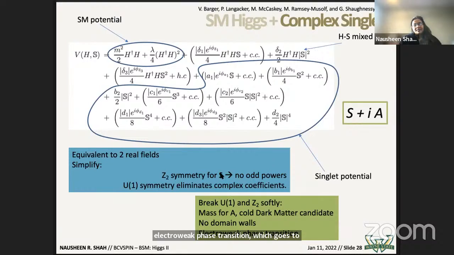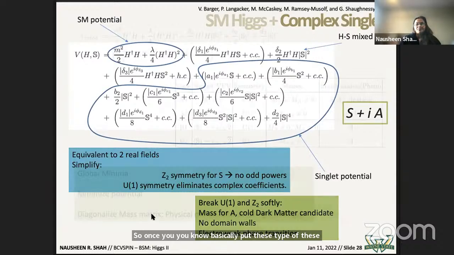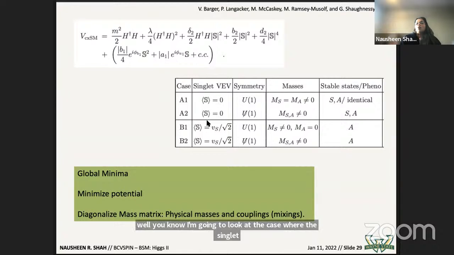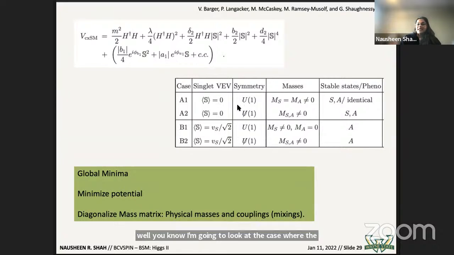So once you put these constraints in, you can simplify this potential to something which looks a lot more tractable, right? And then you can look at different types of cases that I was just mentioning. So you could say, I'm going to look at the case where the singlet doesn't get a VEV, or it does get some VEV, maybe it has an additional U1 symmetry, maybe some of these things have masses, some not. Are some of them stable, long-lived particles, which could be dark matter or not?